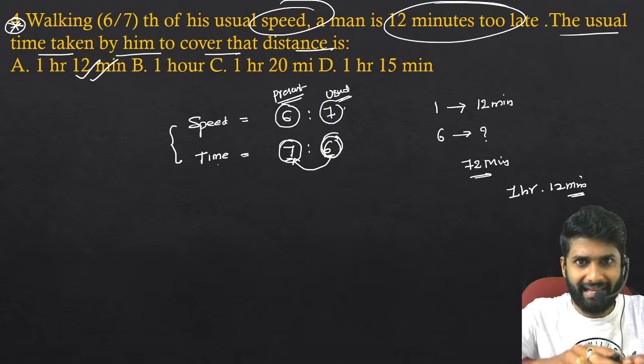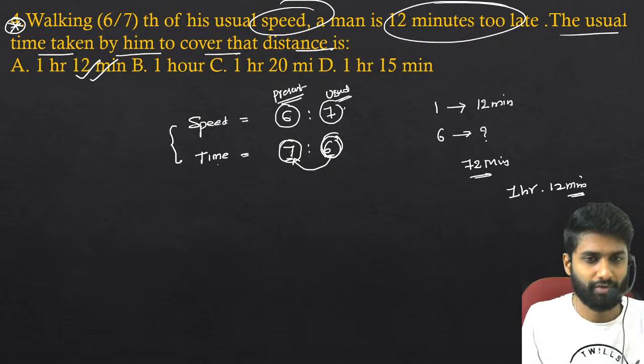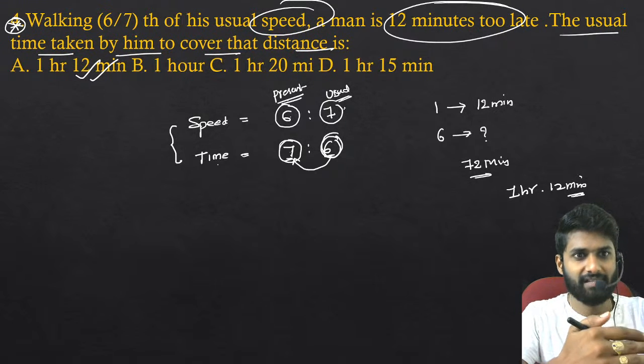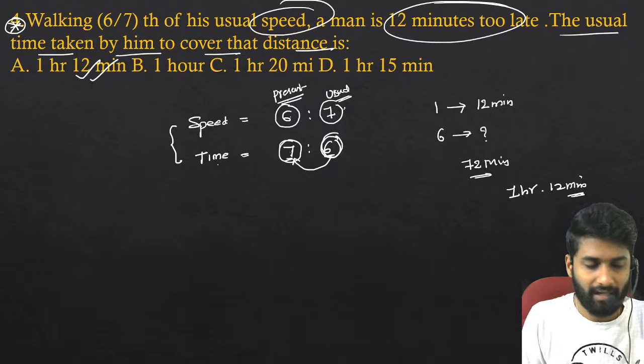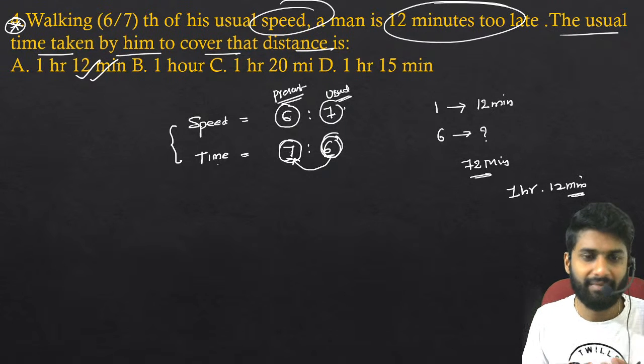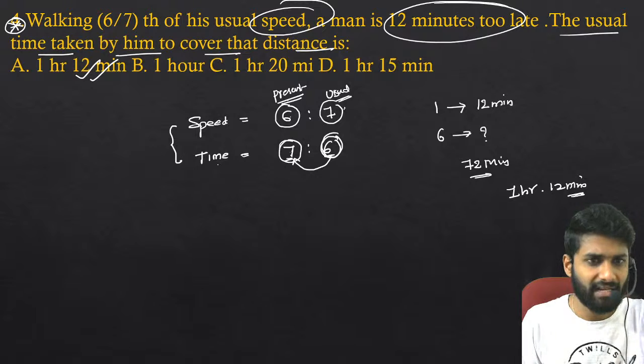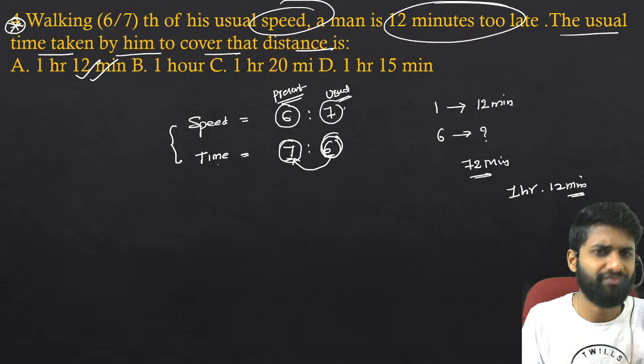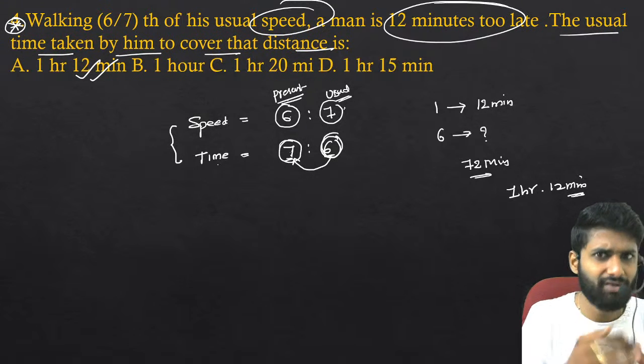I am not applying any formulas. I just go through the concept only. What is the concept? If they give a speed ratio, they compare it with time. The relation between speed and time is inversely proportional. If you know this particular part, then you can crack this question without taking pen and paper. Directly, you can see the answer.